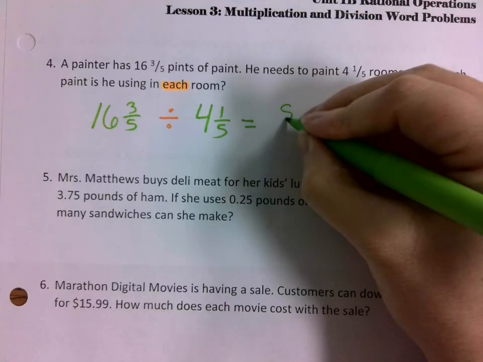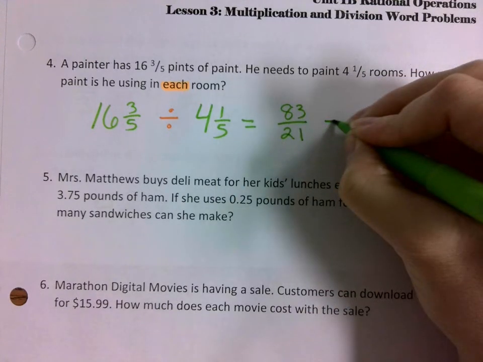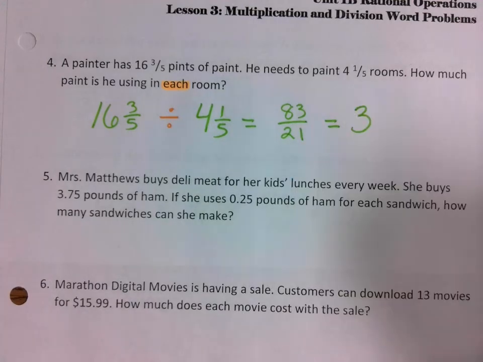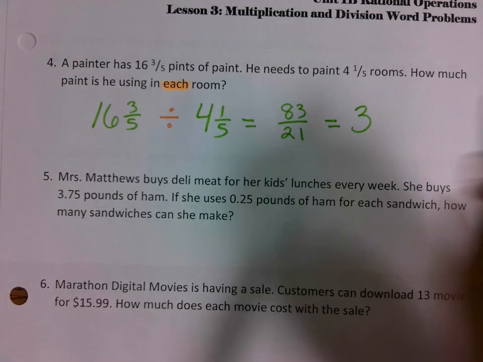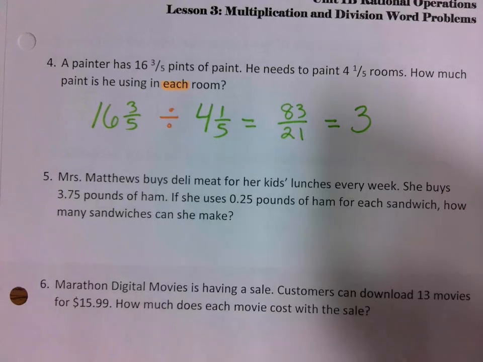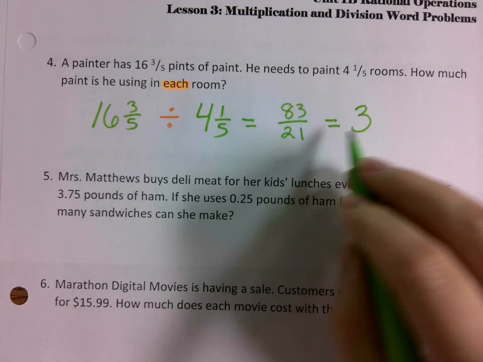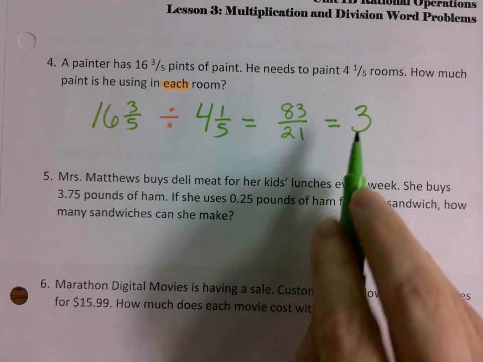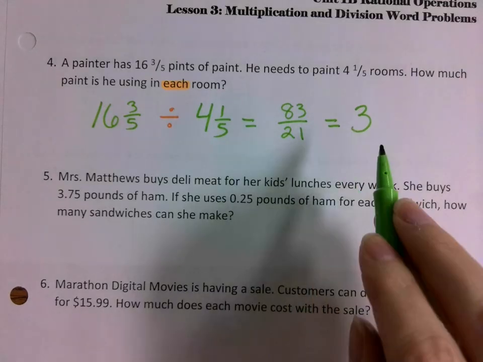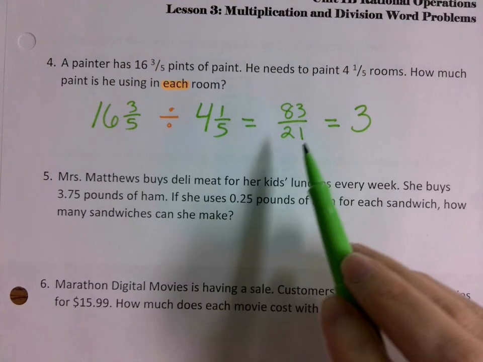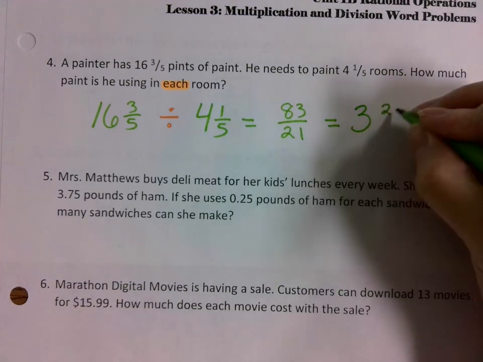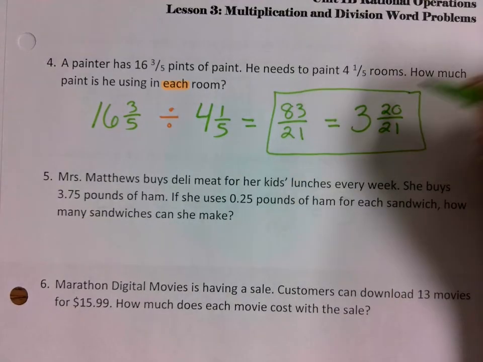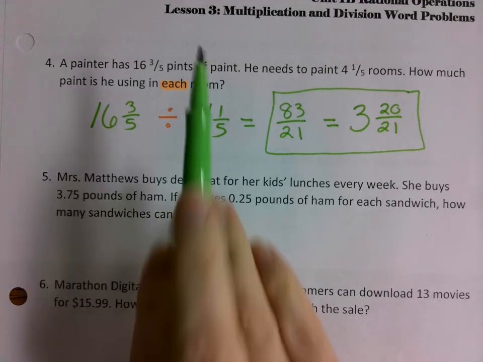Now, 21 can go into 83 3 whole times. It can't go into it 4 times because if we did 21 times 4, that's 84. That's too much. So it can go into it 3 whole times. So we have the 83 minus 21 times 3, which is 63. So 83 minus the 63, that's going to leave us with 20 left over out of the 21. Either of those is an acceptable answer. Again, the fact that we had the word each inside of the question is going to imply that we are dividing in the problem.